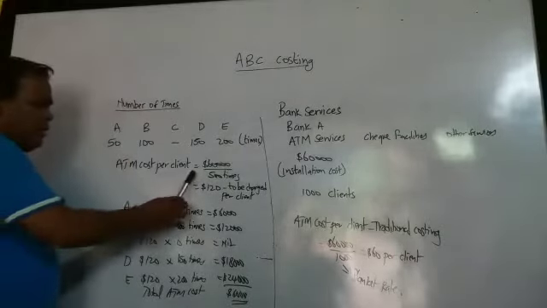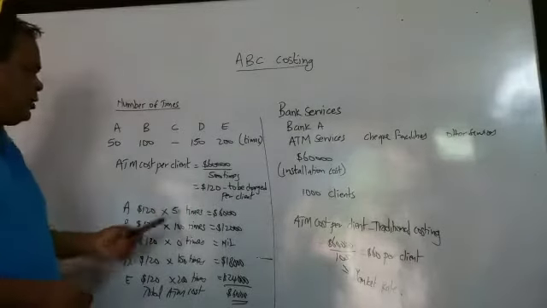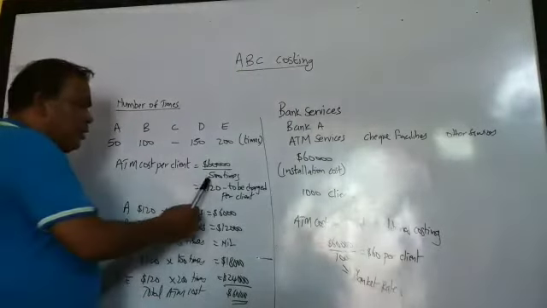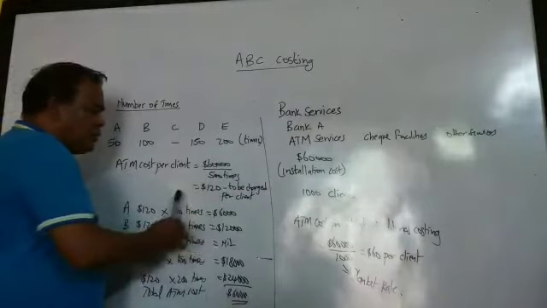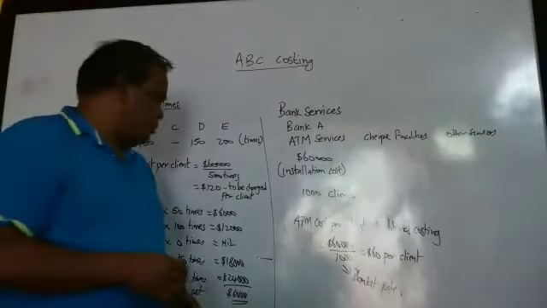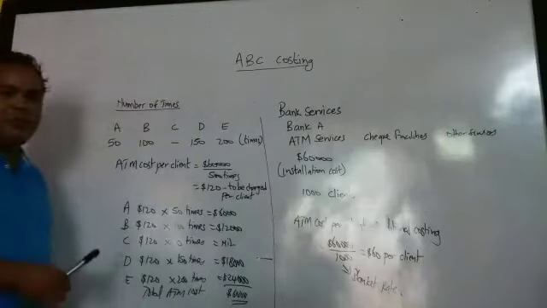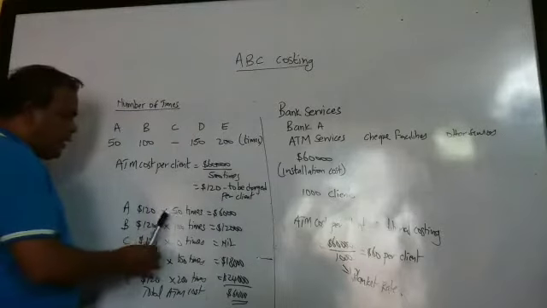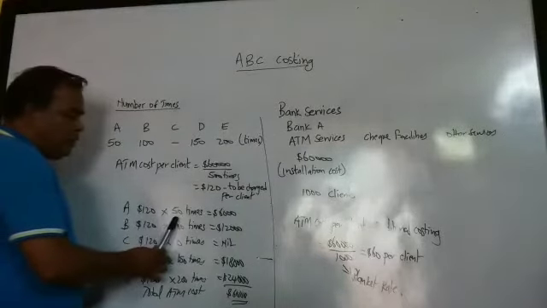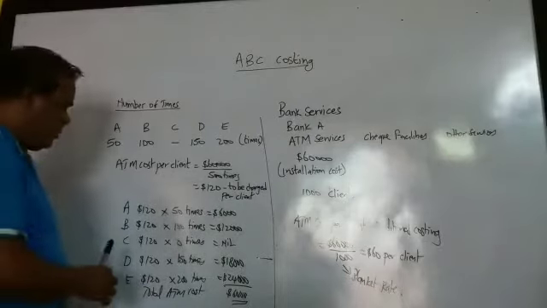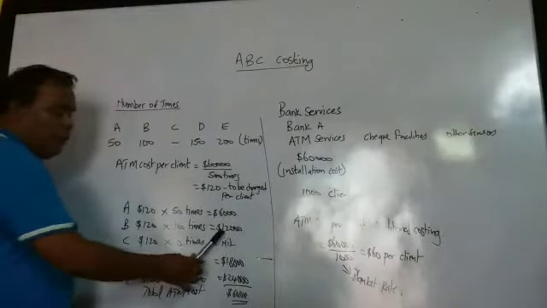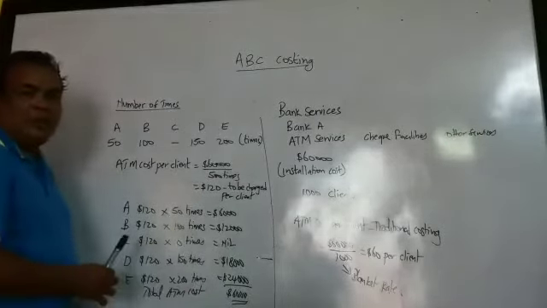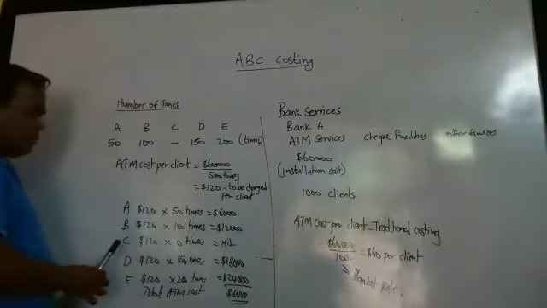So ATM cost per client will be $60,000 divided by how many times the clients have used the ATM, 500 times in total. So $120 will be charged to the client depending on the number of times the client is using the ATM. A is using the ATM 50 times, so A will be charged 120 times 50, $6,000. B is using 100 times, he will have to pay $12,000. C is not using, so no charge will be in the account of C.